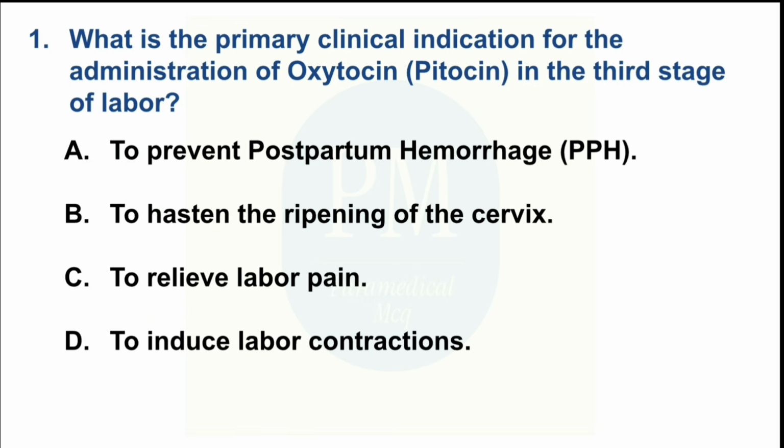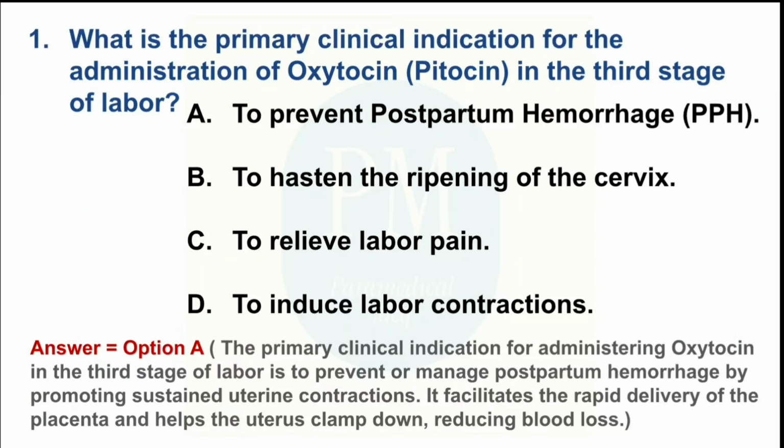What is the primary clinical indication for the administration of oxytocin, Pitocin, in the third stage of labor? Option A. To prevent postpartum hemorrhage, PPH. Option B. To hasten the repairing of the cervix. Option C. To relieve labor pain. Option D. To induce labor contraction. The correct option is option A. To prevent postpartum hemorrhage, PPH.